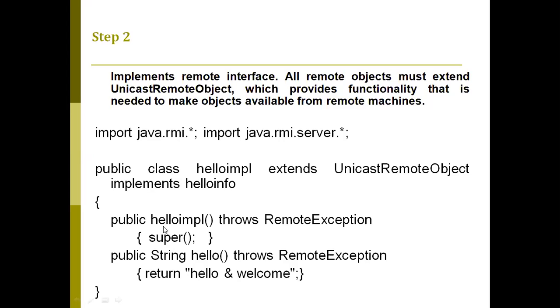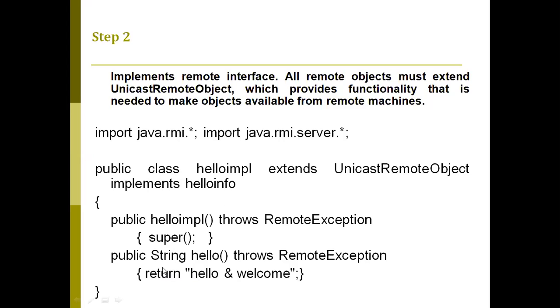Now in this program, a very important thing is we have to write the constructor. The constructor can be blank or you can write a super, but you can't omit the constructor part. So for this class, I have to write the constructor. Then public String hello, this is the method that I declared inside the interface HelloInfo, and we have to define it over here as this class implements that interface.